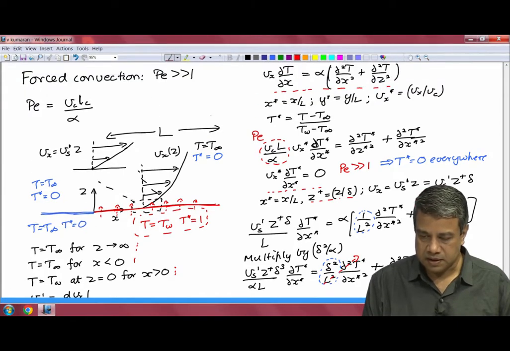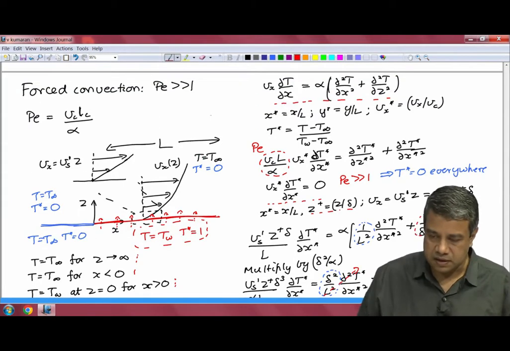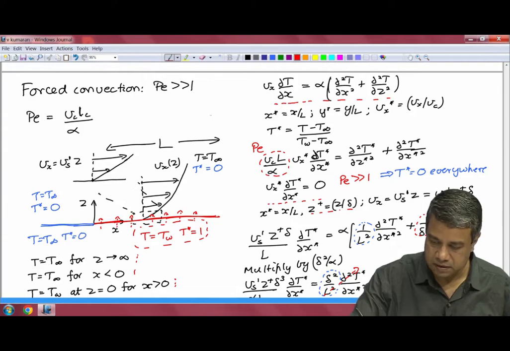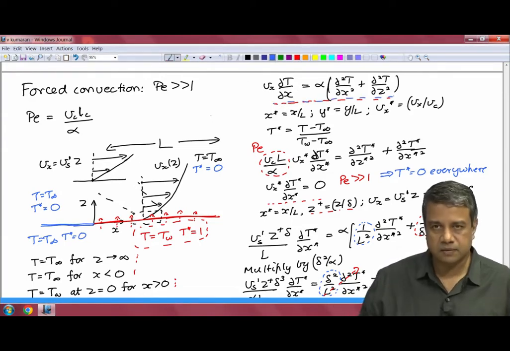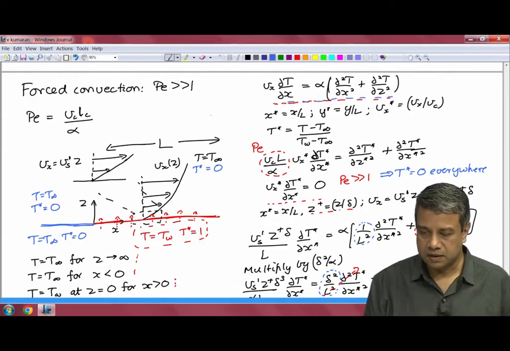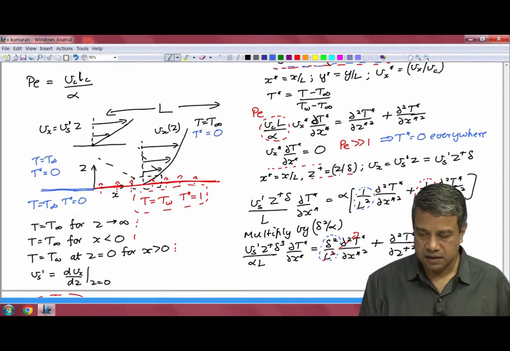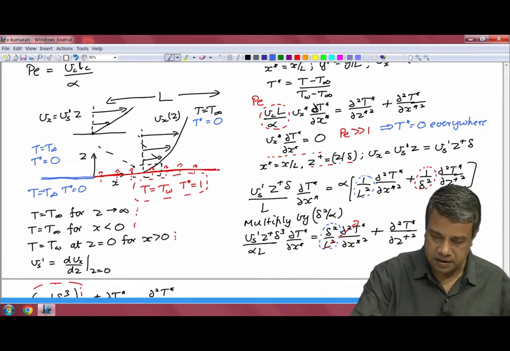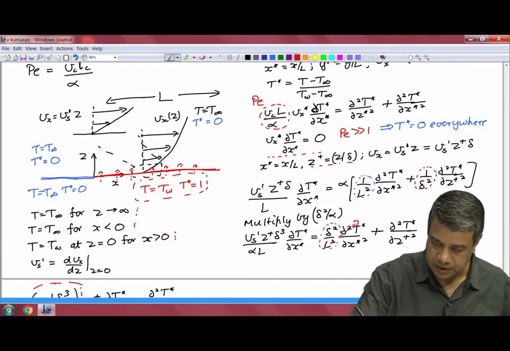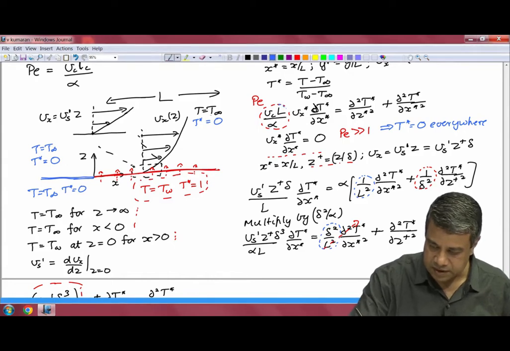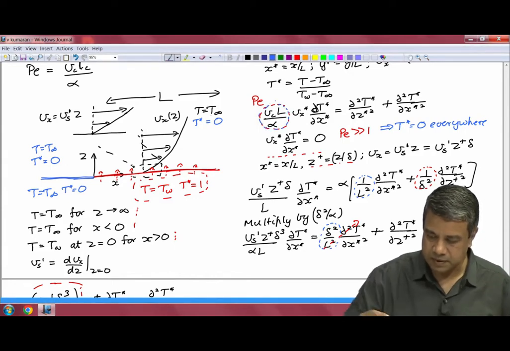We had written the convection diffusion equation, as you can see over here: Vx partial T by partial x is equal to alpha into the Laplacian of the temperature. We scaled all the lengths by L and the velocity by the characteristic velocity, and we had an equation of this kind. So, Vc times L by alpha is the Peclet number.